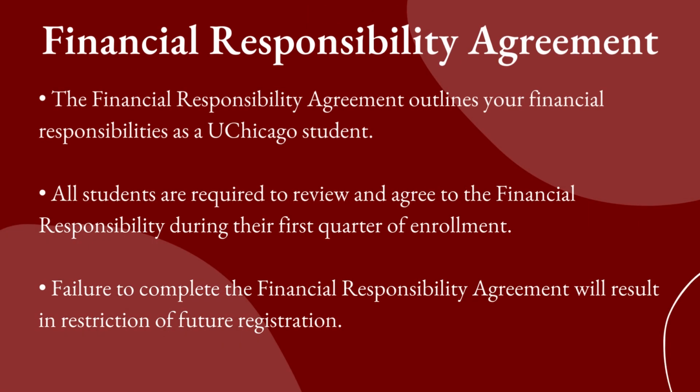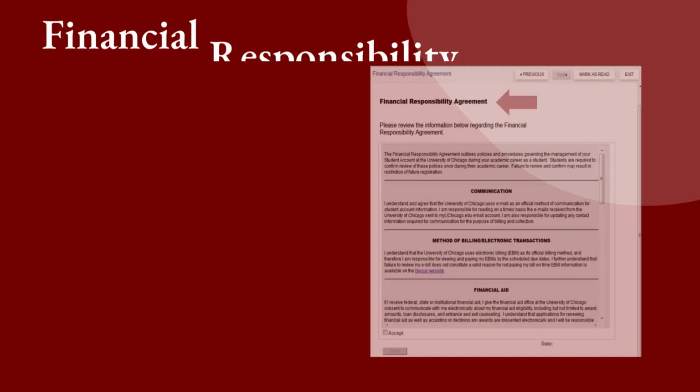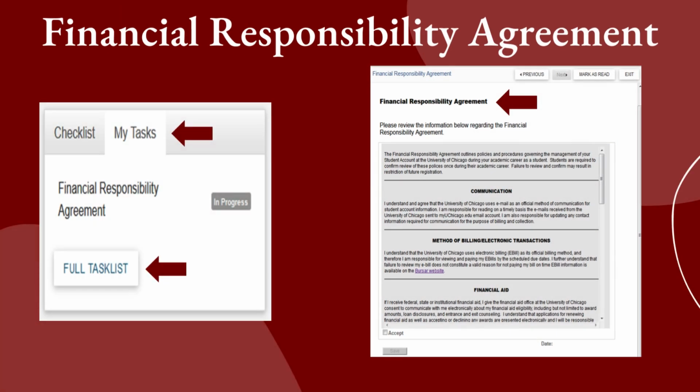The Financial Responsibility Agreement outlines your financial responsibilities as a UChicago student. All students must review and agree to the Financial Responsibility Agreement during their first quarter of enrollment. Please complete it to avoid restriction of registration in the future. You'll access it through your my.uchicago.edu student portal.